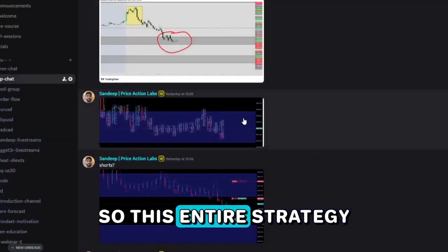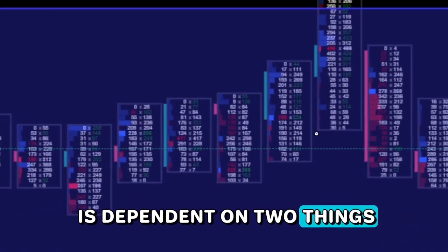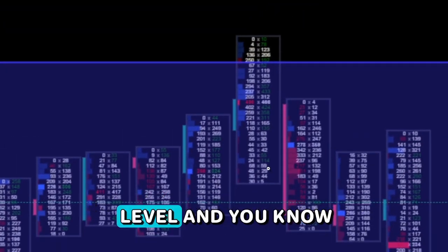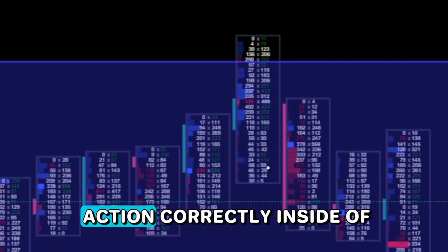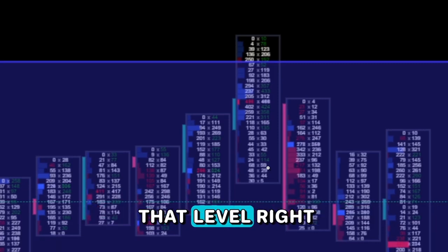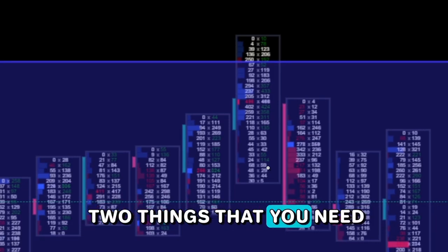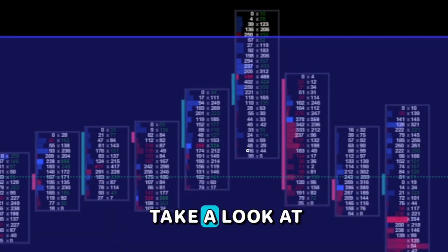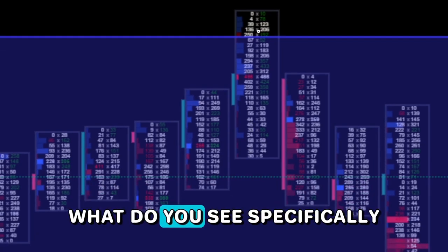So this entire strategy is dependent on two things. You have the right level, and you know how to read price action correctly inside of that level, right? Those are the only two things that you need. So if we just take a look at this candle over here, what do you see specifically?